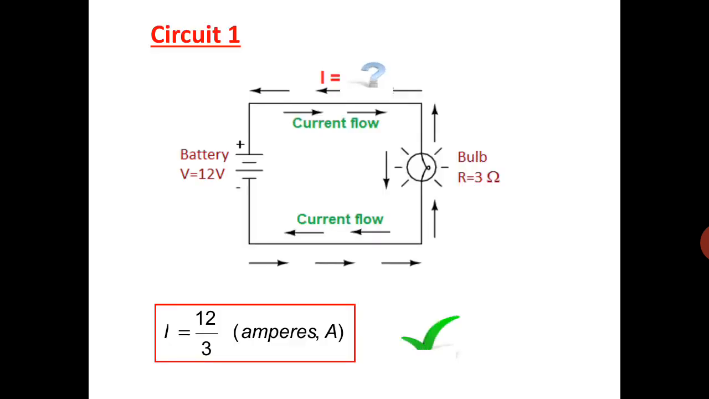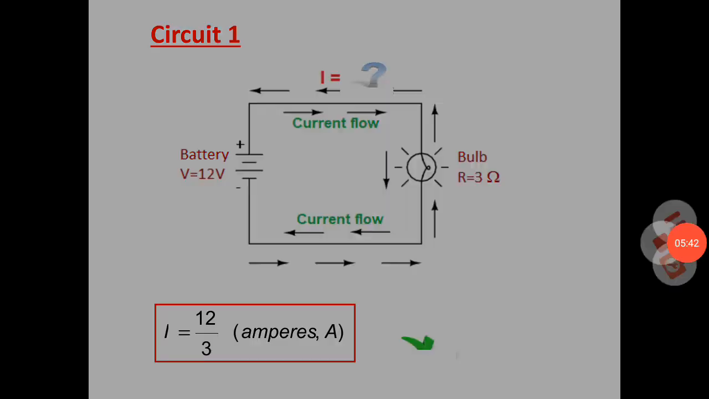Now we are going to see three circuits. In the three circuits, each and every parameter is identified. In the first circuit, they are asking you to identify the current. In the second circuit, they are asking you to identify the resistor. And in the third circuit, they are asking you to identify the voltage.